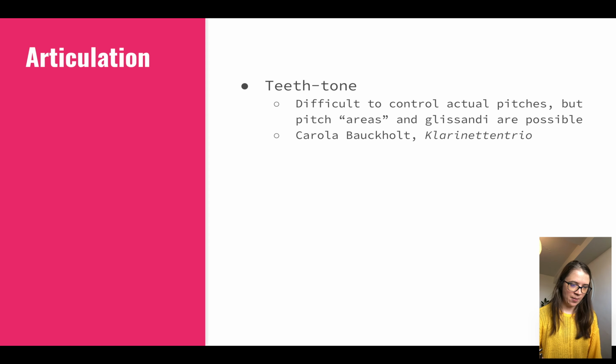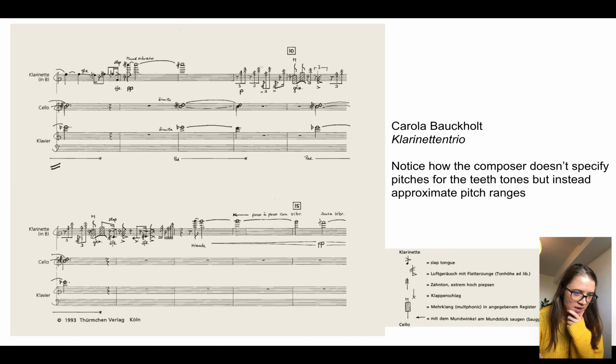Nice example here from the composer Carola Bauckholt from her Klarinettentrio. So in the measure before 10, she has these sort of little tree symbols, which she uses to show the teeth tones in different registers. So she's never specifying pitches because I can't really control it, but I can control a little bit up and down. So she has this kind of funny waltz here. Very cute.